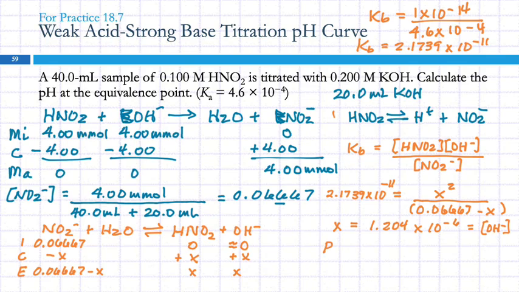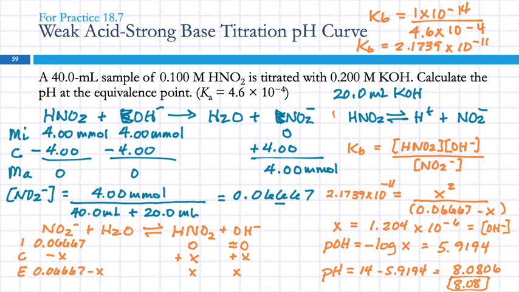So, pOH is the negative log of X. The negative log of X, 5.9194. pH, 14 minus that. 8.08. Any questions?